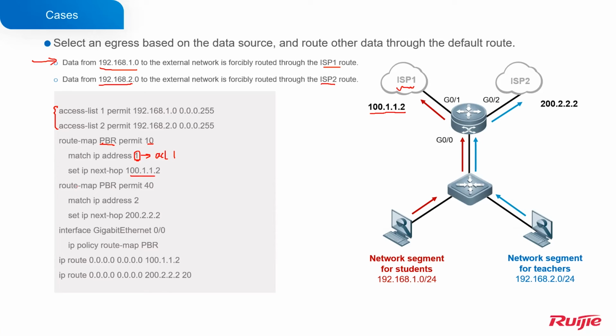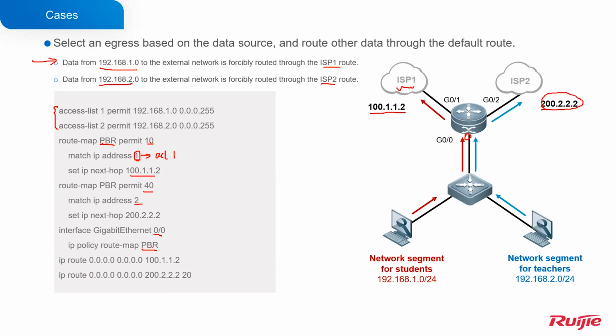And then route-map PBR permit 40, match ip address 2, set ip next-hop 200.2.2.2, means the packets from subnet 192.168.2.0, the next hop is ISP2. And then we should configure it on the inbound interface. For all these packets, no matter from the 1.0 or 2.0 subnets, the inbound interface is the same, it's G0/0/0. So interface GigabitEthernet 0/0/0, ip policy route-map PBR. So we have enabled it on the inbound interface.